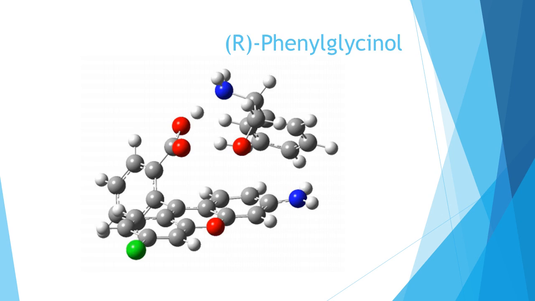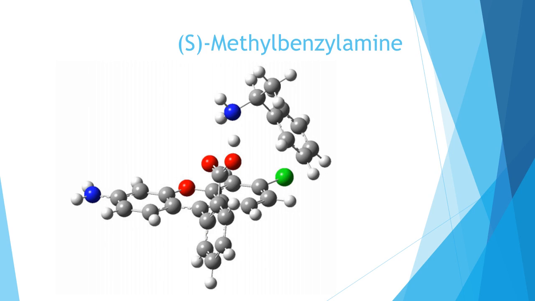This image shows R-phenylglycinol, which is the first analyte we chose to run calculations on. Here is S-methylbenzylamine, which is the second analyte that we ran our calculations with.